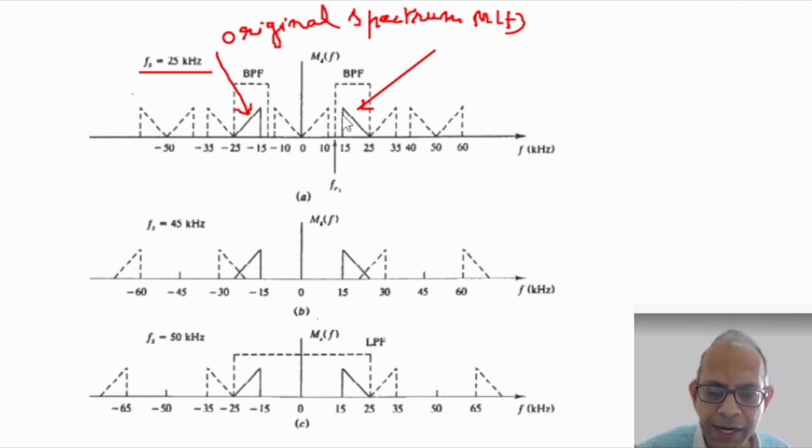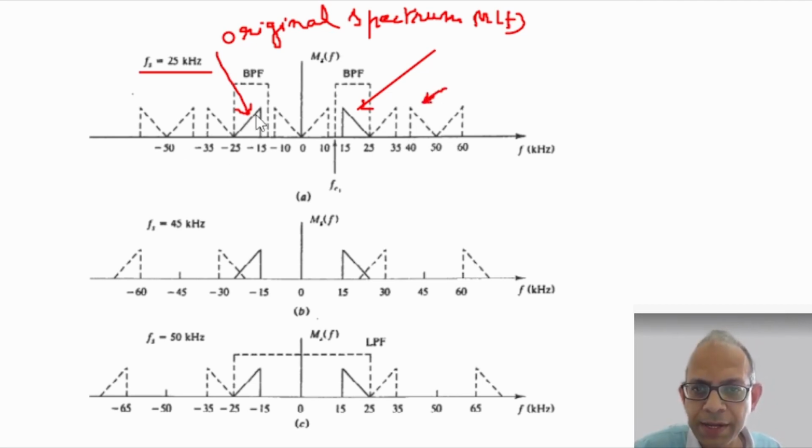So just as we had this part with respect to 0, it was from 15 to 25. So with respect to 25, it will be from 25 plus 15 to 25 plus 25, which is 25 plus 15 is 40 and 25 plus 25 is 50. So we get this copy, this version.